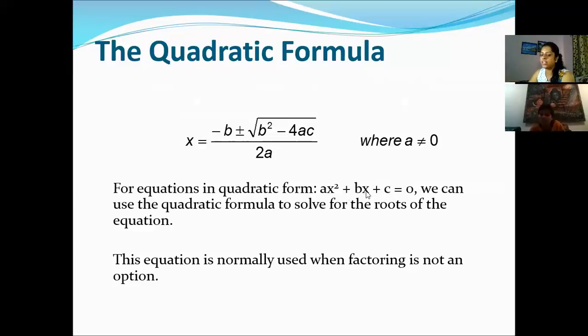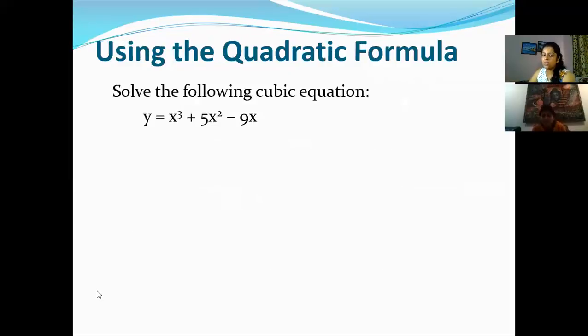Or else, suppose if I write bx plus c equal to 0, is it a quadratic equation? No, because the x should be associated with the degree of order 2. Then only it is a quadratic equation. Can I tell ax square plus c equal to 0 is a quadratic equation? Yes, it is. Why? Because the highest degree of x is what? 2. So why do we use this quadratic equation? We use it when we are not able to find the factors. When factoring is not an option, then we use the quadratic equation.